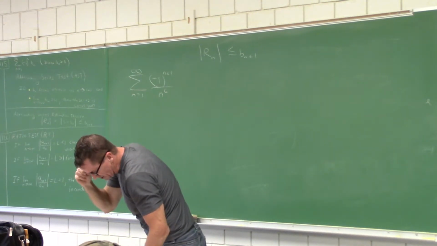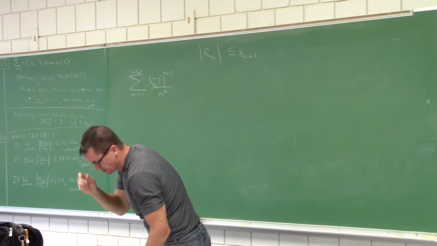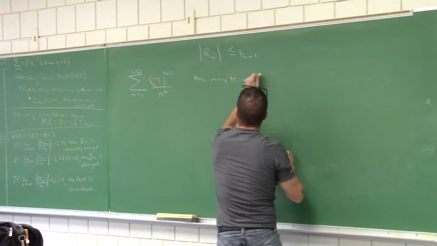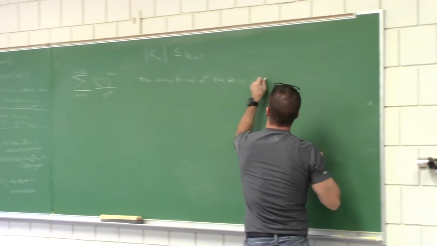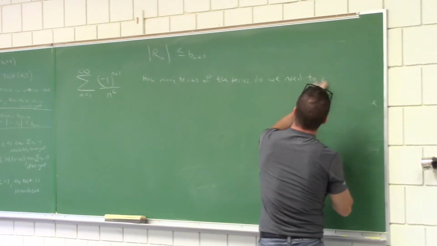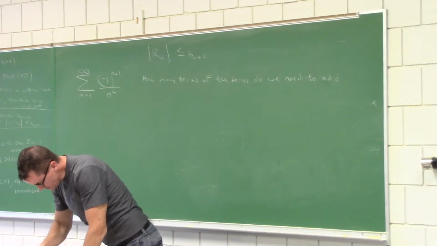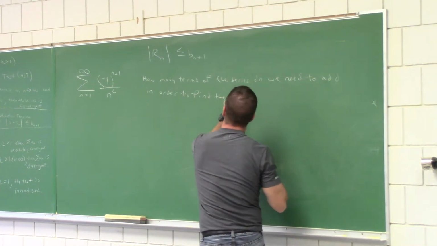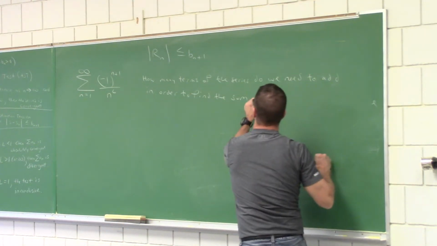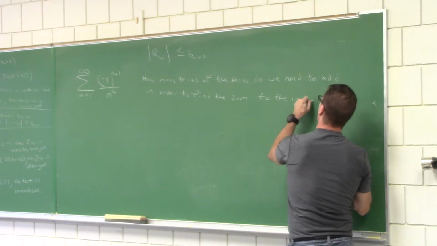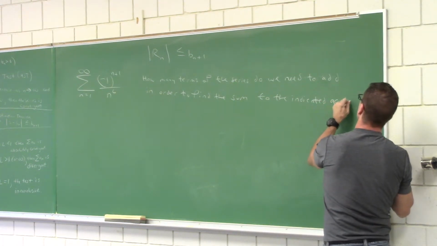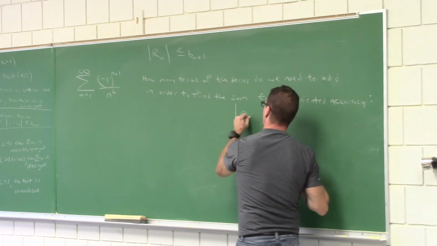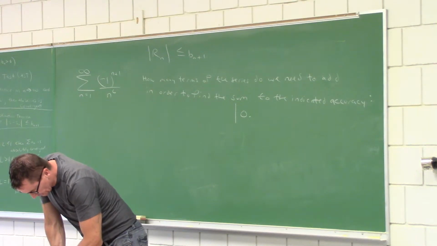But what we're asking here is, how many terms of the series do we need to add in order to find the sum accurate to the given error? I'll write this down. How many terms of the series do we need to add in order to find the sum to the indicated accuracy? This is the accuracy they wrote for number 23: 0.1, 2, 3, 4 zeros, and then a 5.